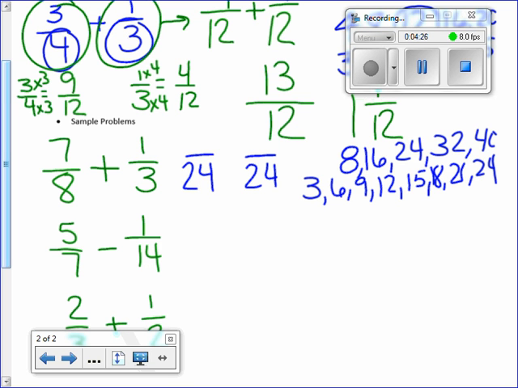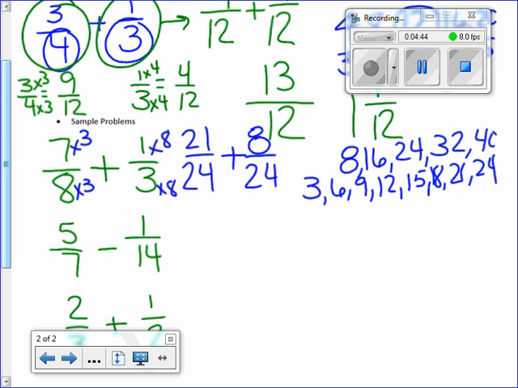8 times what is 24? 3. So that means I have to take 7 times 3, which is 21. 3 times what is 24? 8. So that means I have to take 1 times 8, and that is 8. Then I'm ready to add.